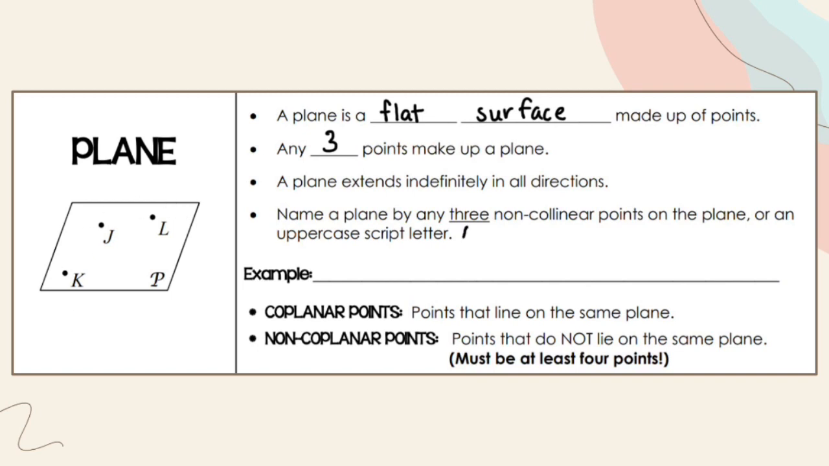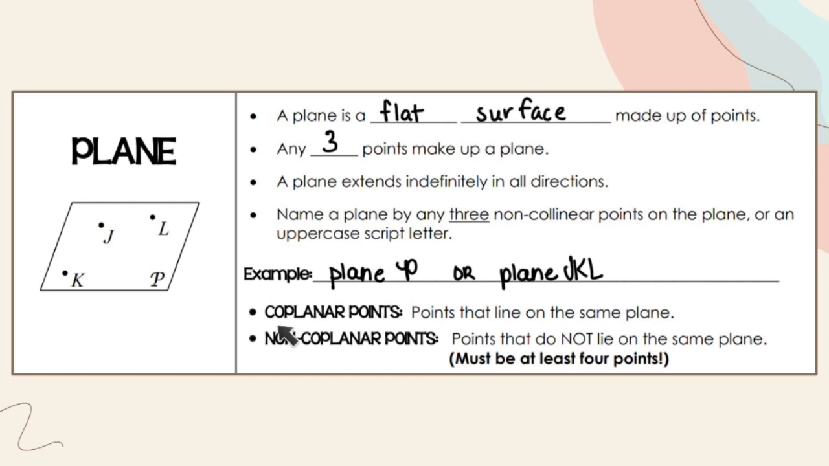You name a plane by any three non-collinear points, so they cannot be in the same line on the plane, or an uppercase script letter. So that's this P over here. That is the name of the plane because it is uppercase and script. So we could name this plane by saying plane P, and it has to be a script P, or we could name this plane JKL. And the order of those doesn't matter. I just put them in alphabetical order.